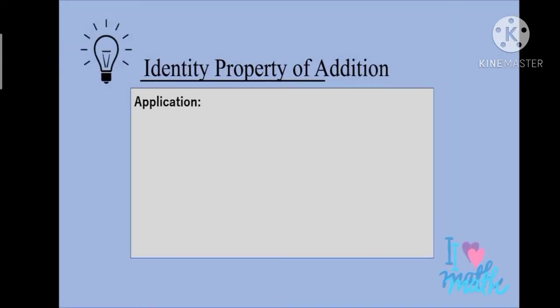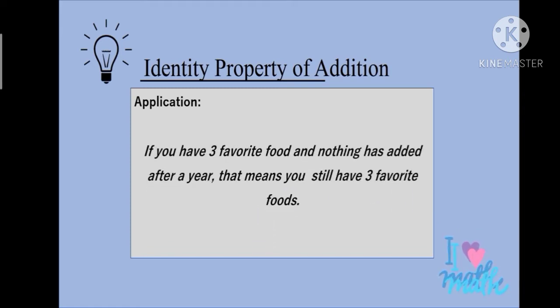For applications of the identity property of addition in real life, we have this example. If you have 3 favorite foods and nothing has been added after a year, that means you still have 3 favorite foods. So it's like 3 plus 0 is equal to 3.